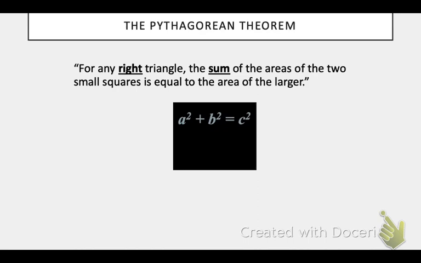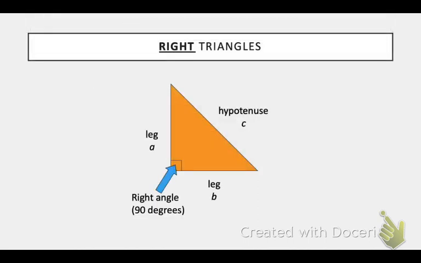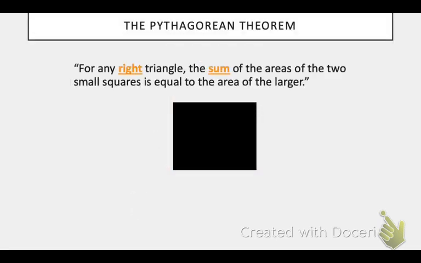So the Pythagorean theorem works for any right triangle, and it's a squared plus b squared equals c squared. So if you remember from back to this picture, the a and b are the legs, so it's the length of both legs squared and added together equals the length of the hypotenuse squared.